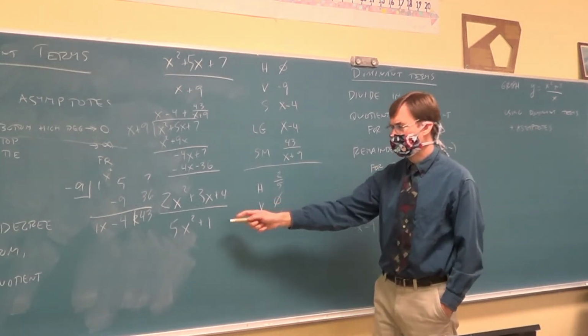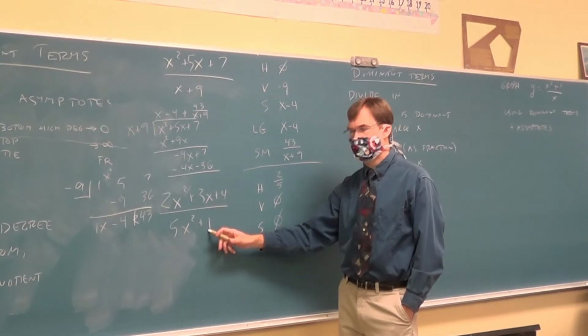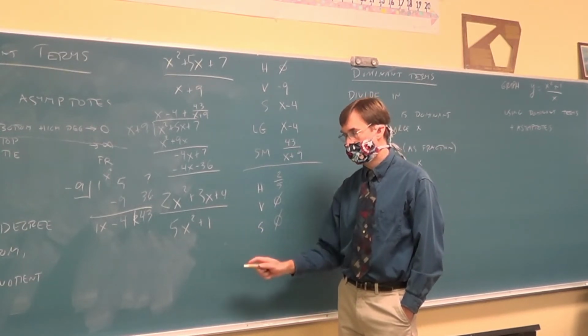How would we find the dominant terms off of this? What do we have to do that we didn't do yet?